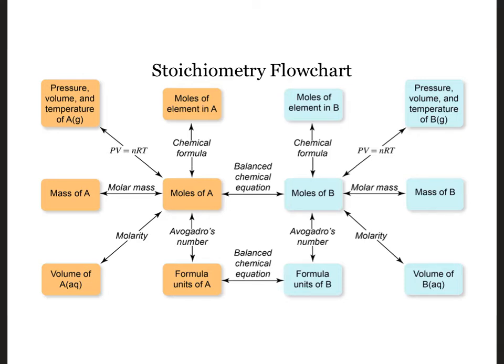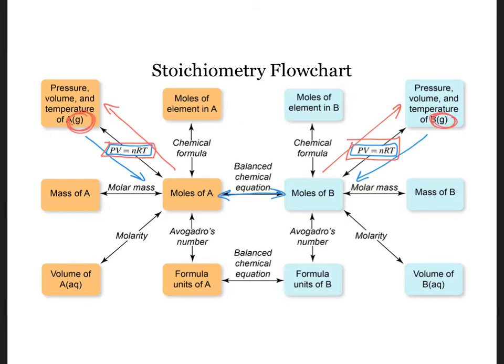Notice that the ideal gas law can be used to calculate the number of moles of a reactant or product gas, which can then be used in stoichiometric calculations to determine the mass of a reactant or product. Stoichiometric calculations can also provide the number of moles of a reactant or product gas, which can then be used in the ideal gas law to calculate the pressure, volume, or temperature of the gas sample. Keep in mind that the ideal gas law works only for reactants or products that are in the gas phase.